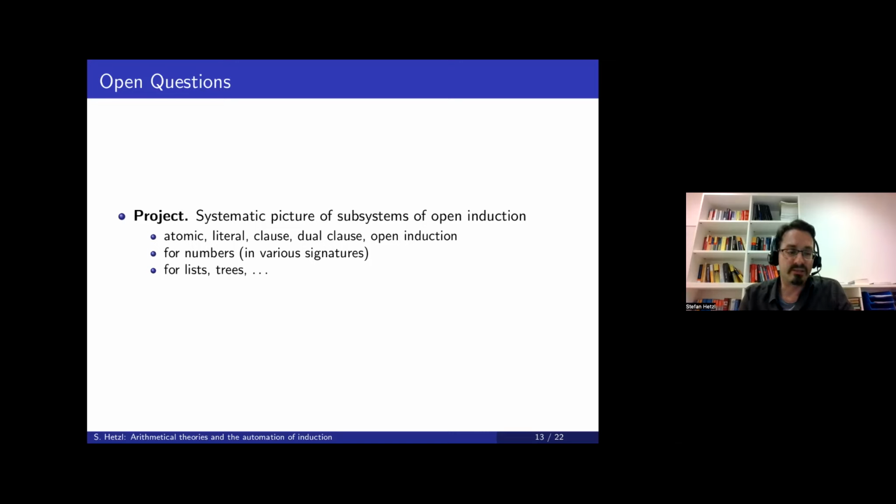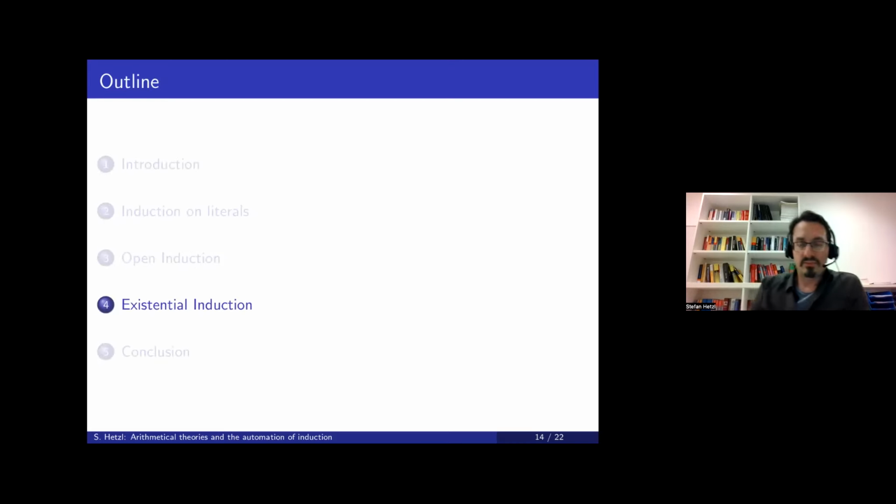I mean, what kind of things can we prove if we restrict induction to atoms or to literals, things like that. This would be very useful for understanding these automated methods better, because a lot of what is being done in computer science actually happens within open induction. Okay, so this was the brief comment on open induction.